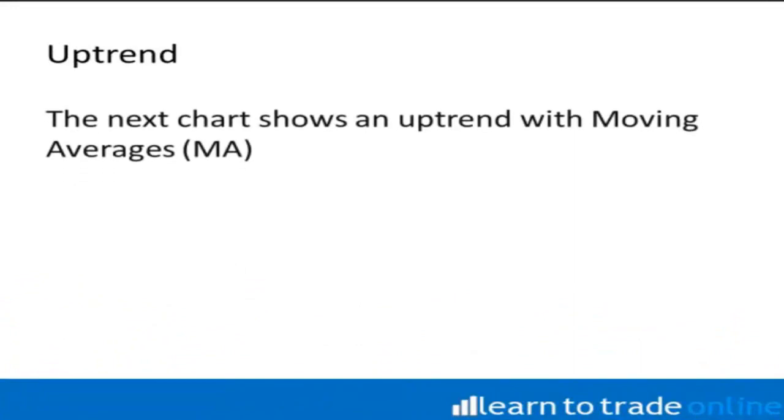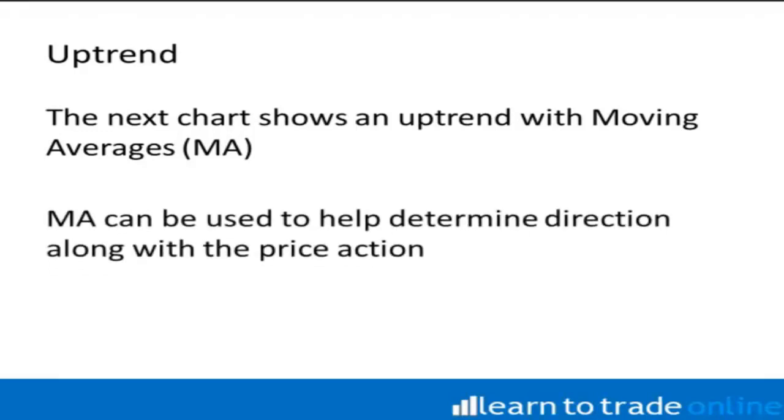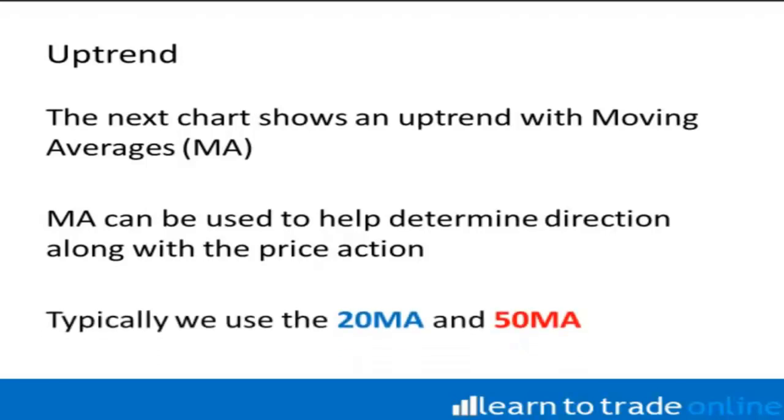And in upward trends, we're also going to have a look now at how we can find them a bit more easily. Because the next chart I'm going to show you shows an upward trend with moving averages. And moving averages can be used to help determine the direction alongside the price action. Now typically we're going to be using the 20 moving average, which is going to be shown in blue, and the 50 moving average, which is going to be shown in red. The 20 moving average is the average of the last 20 bars. The 50 moving average is the average of the last 50 bars.